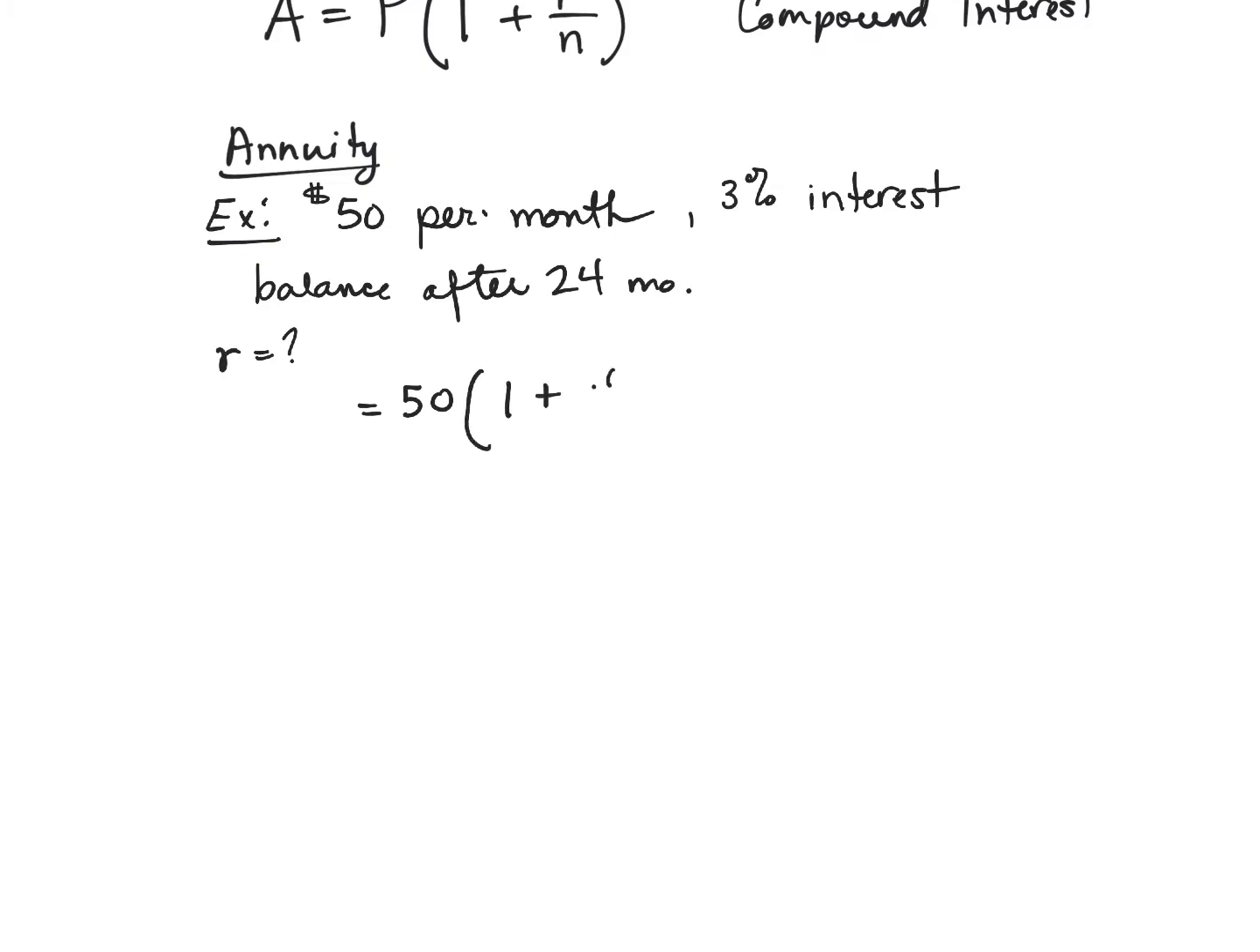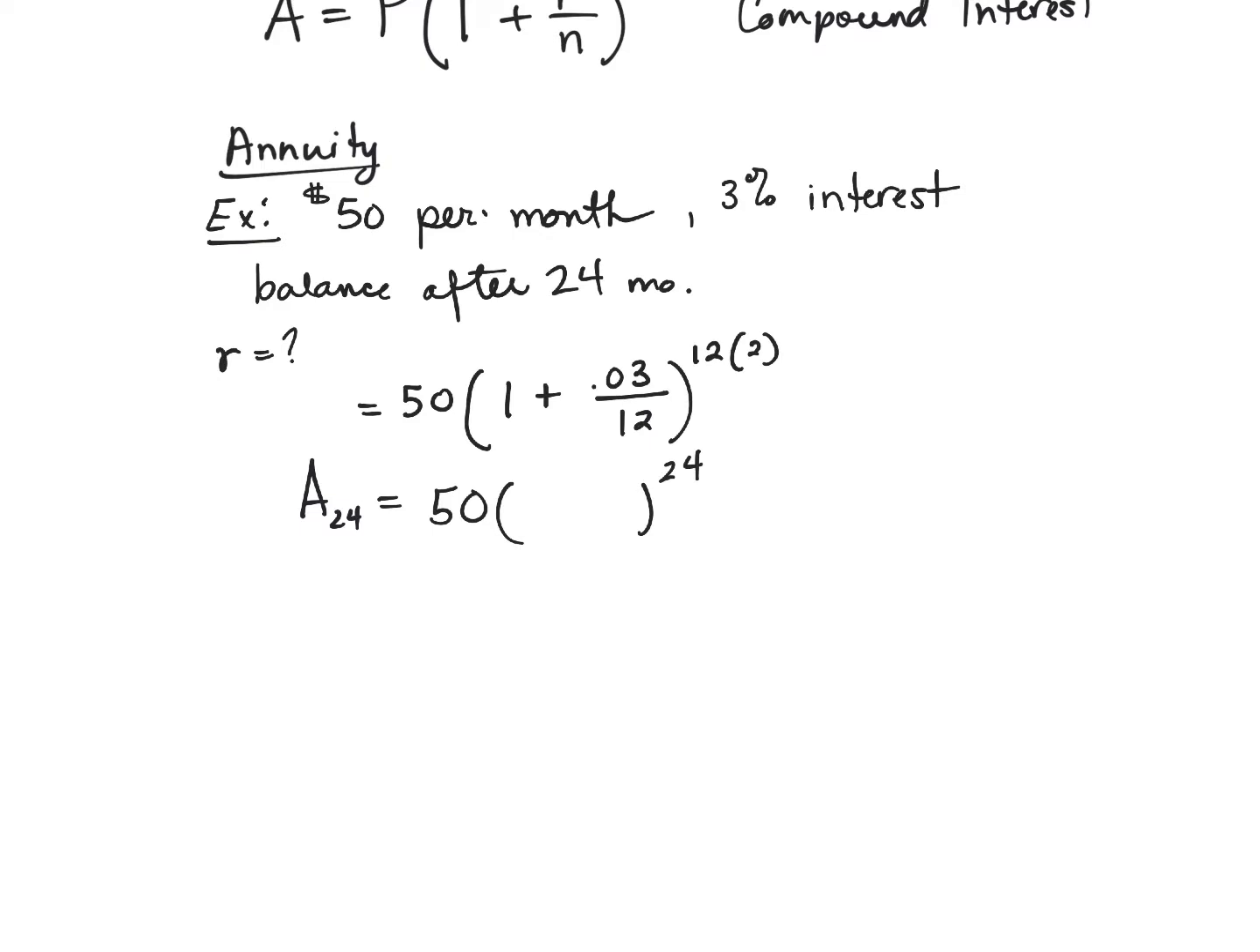Our interest rate is 0.03 over, this is monthly, right? So it's over 12. And this is going to be what? 12 times over 2 years. Don't do 24. It would total up as, okay. This would be for A sub 24, wouldn't it? Yes?